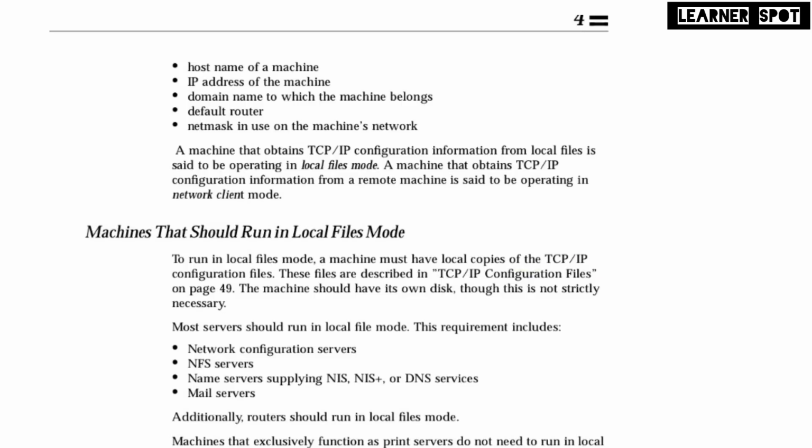Next, most of the servers should run in the local file mode. What are their requirements? First, network configuration servers and NFS servers. Next, name servers supplying NIS+ or DNS services. Fourth, we have the mail servers. Additionally, routers should run in the local file mode. A machine that exclusively functions as a print server does not need to run in the local file mode.